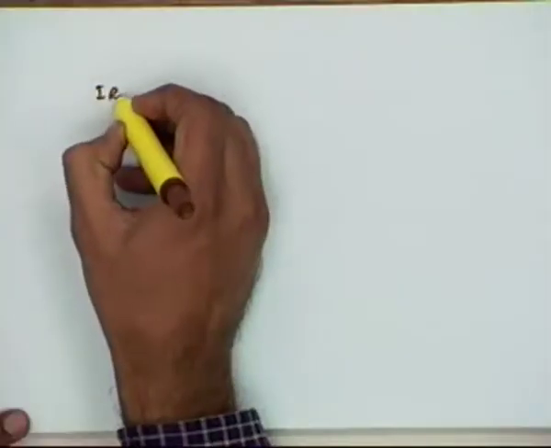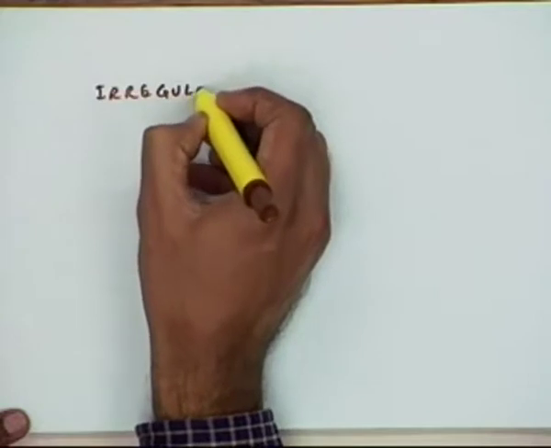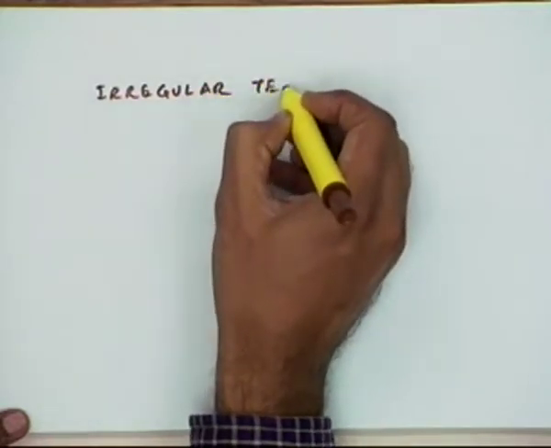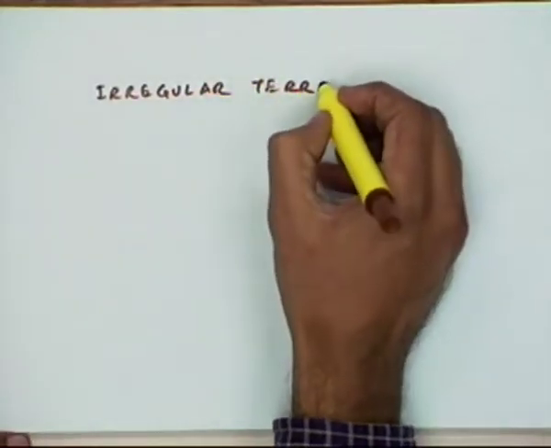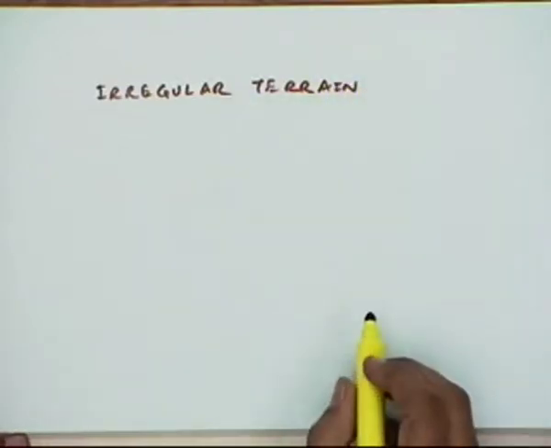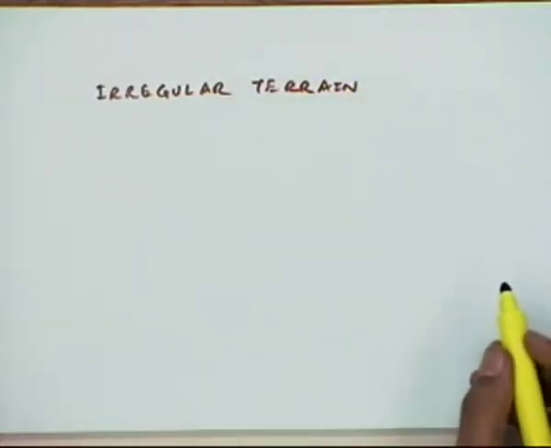We had discussed specifically those terrains which are quite irregular terrains. They're not highly irregular. Let's have a look at what will happen when you have irregular terrain. In that case, when you have irregular terrain, what can be the possible layout patterns?